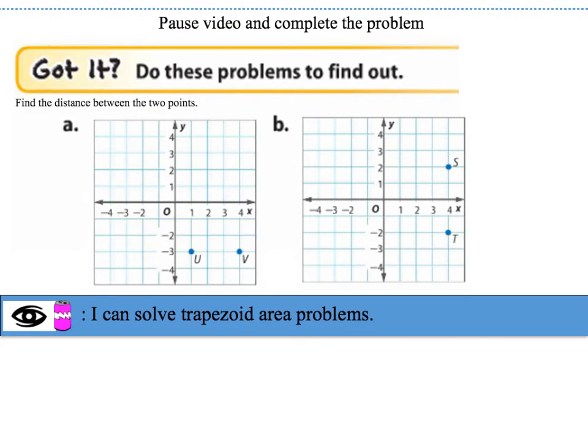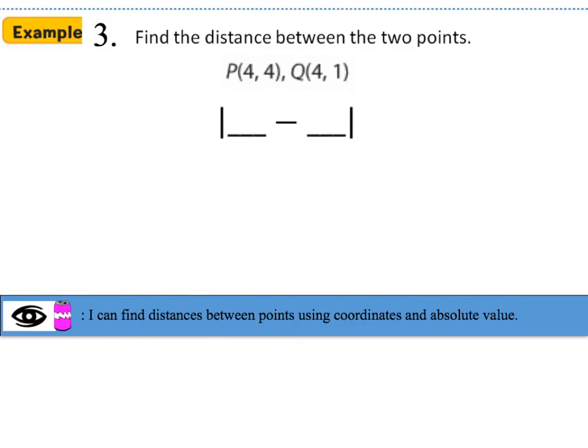Notice there are 2 got it problems on this slide, got it problem A and got it problem B. So for example 3, it says find the distance between the 2 points, point P, which is at 4, 4, and point Q, which is at 4, 1. So the difference is now that they're not giving us a grid to graph our points on. So what we're going to have to rely on is using the coordinates to get that done.